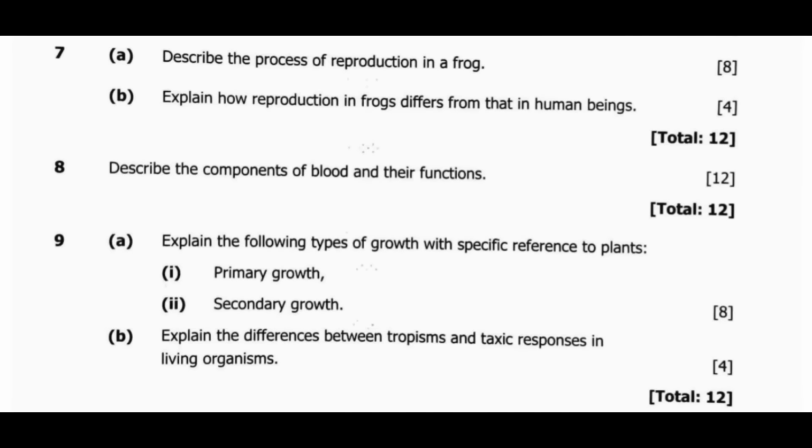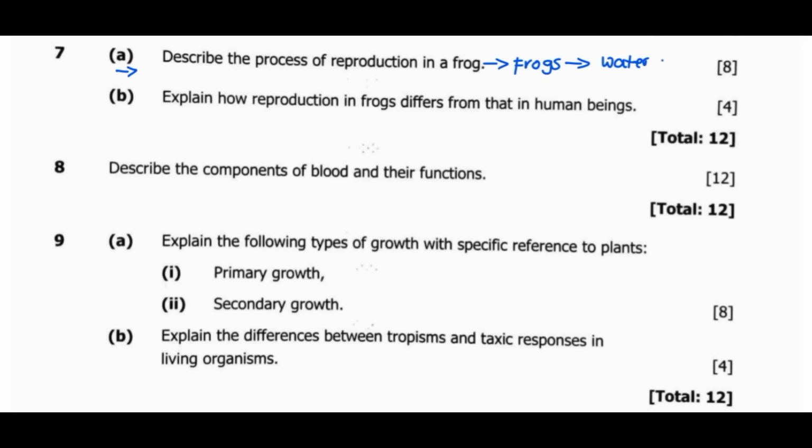Under question 7, we are looking at: describe the process of reproduction in a frog. So there are some stages that you need to know about reproduction in a frog. The first step that you need to look at here, know that frogs reproduce in water. So the whole reproduction process occurs in water.